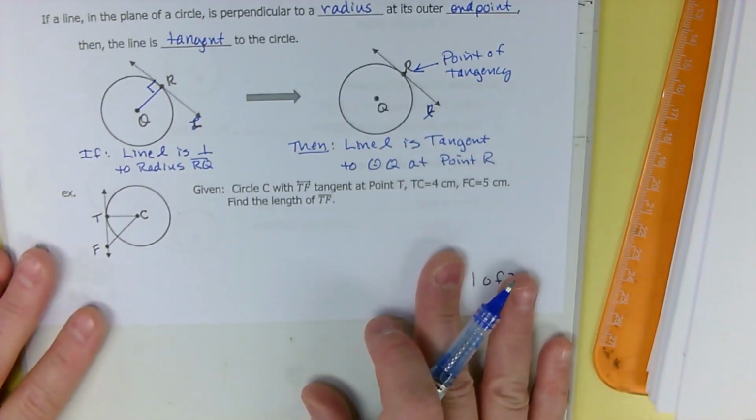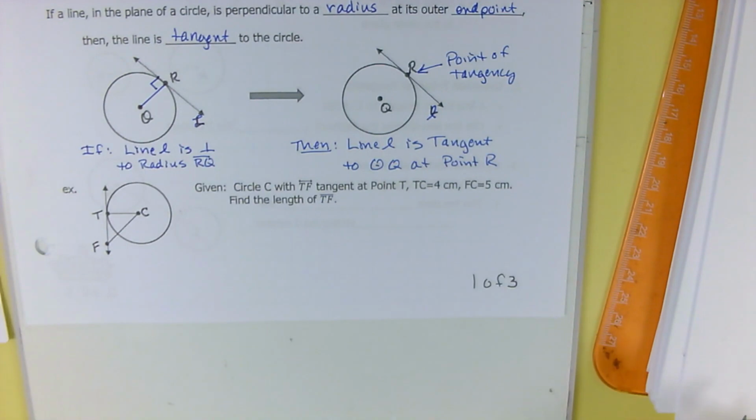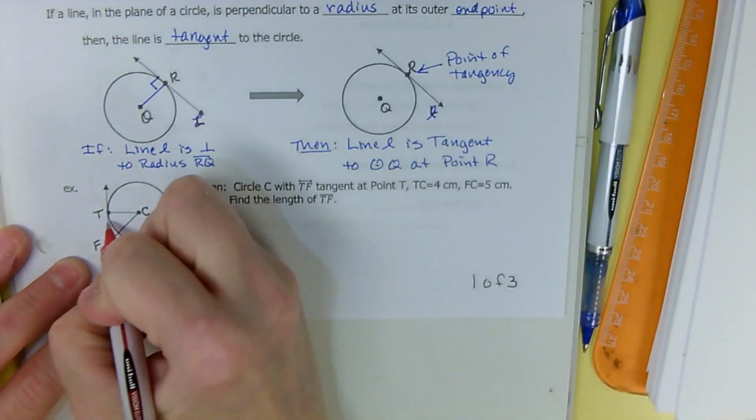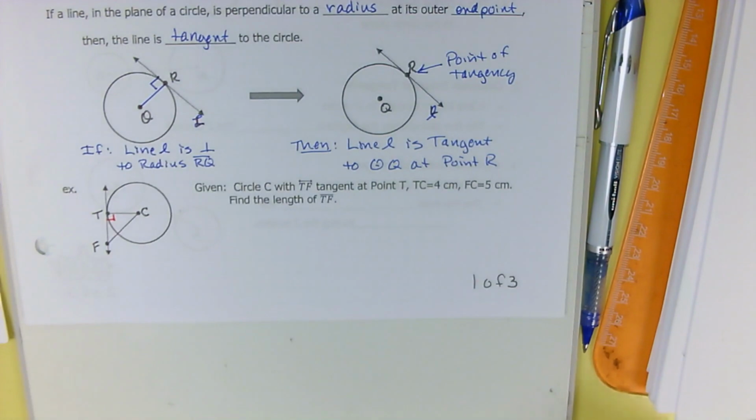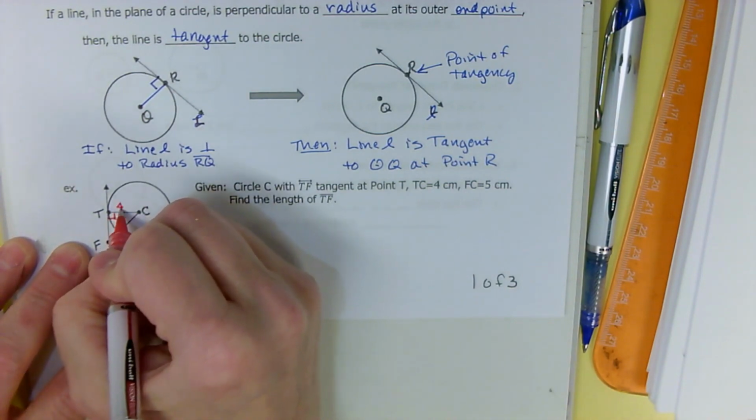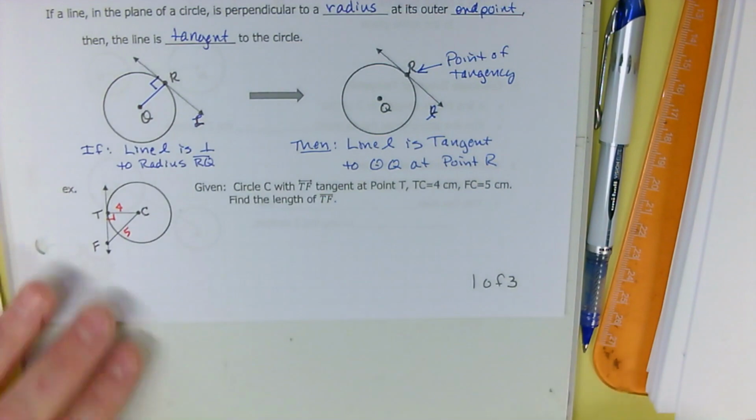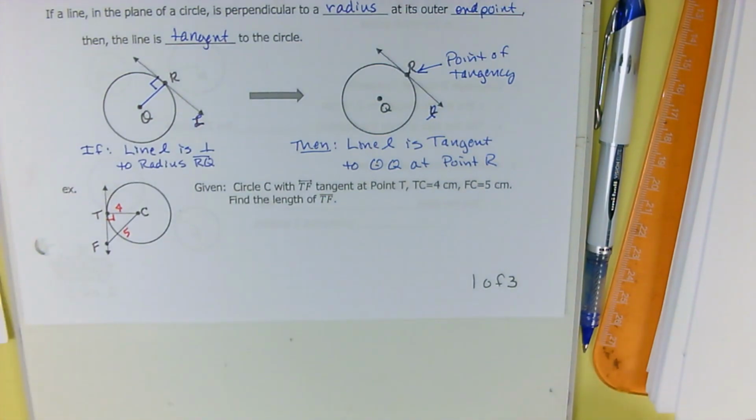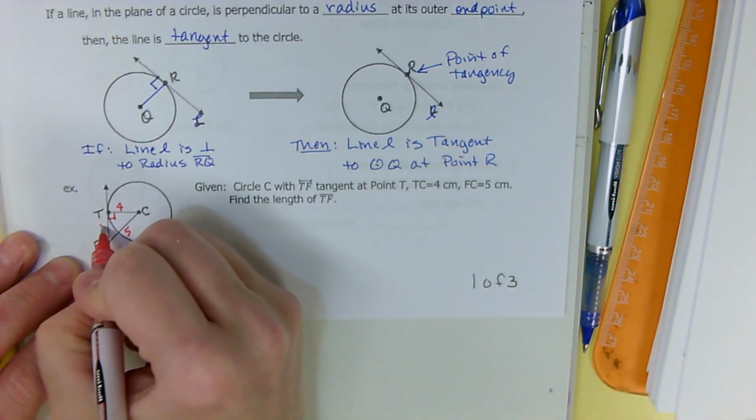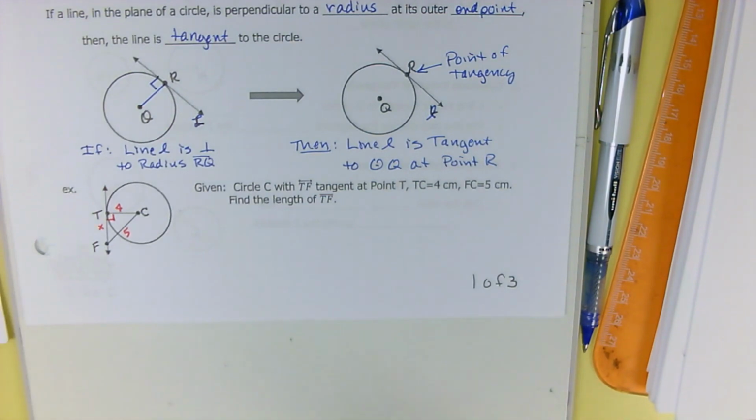All right, so let's look at this example. Given circle C with line TF tangent at point T. Okay, so right away you go, tangent. That means this is a right angle. And then they tell you TC is 4, so let's label that, 4 centimeters. FC is 5, let's label that, 5 centimeters. Find the length of TF. And we're just going to label that x.